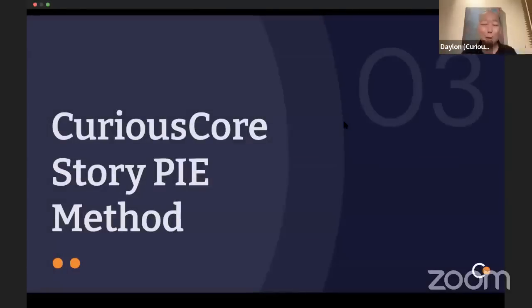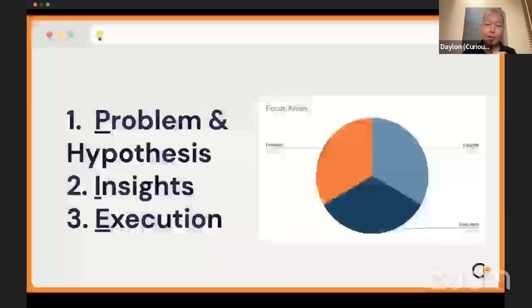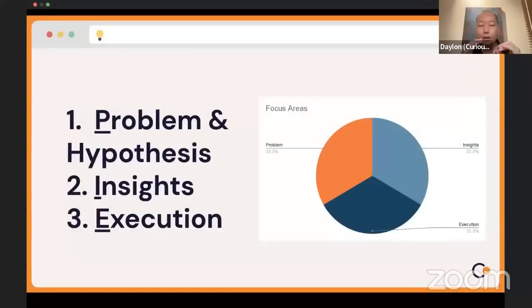Okay, so I will be sharing what I call the CuriousCore story PIE method. Okay, it's something that I created, and this is actually really simple. You can see that PIE actually means something. Okay, it's not Pan Island Expressway for those of you in Singapore, but PIE has a different definition. So in this method, it's basically the problem, the insights, and the execution. Okay, so that's why it's called the PIE method.